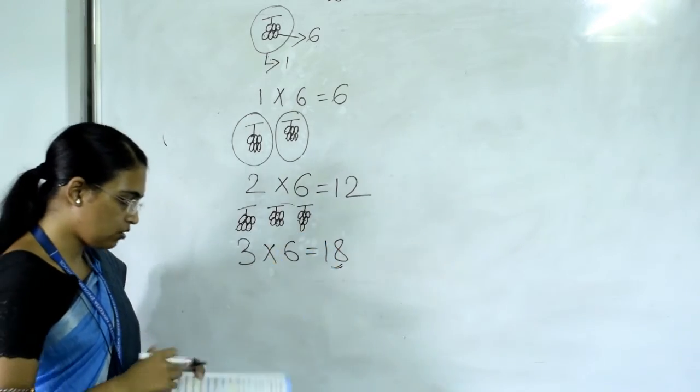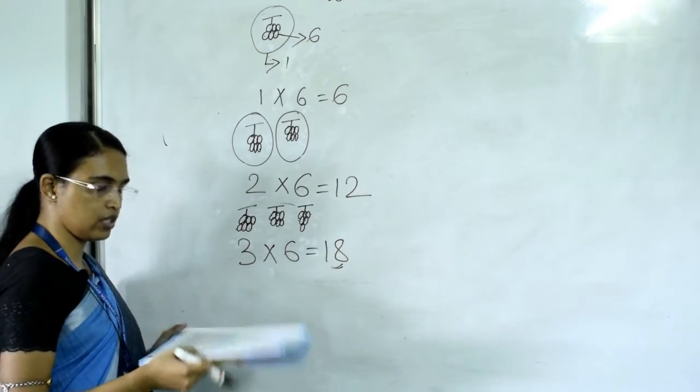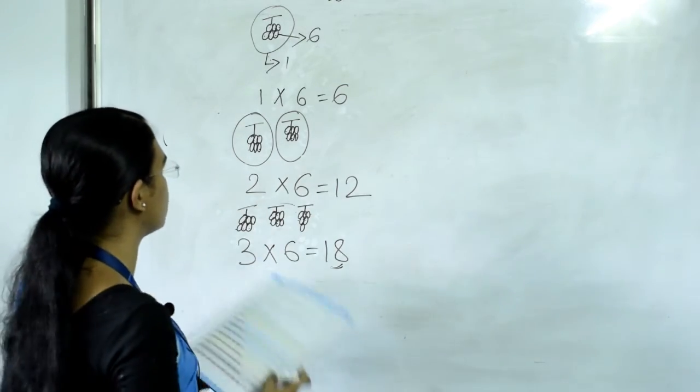Okay, now come to the next page, that is table of 7. In the same way we have to do table of 7.